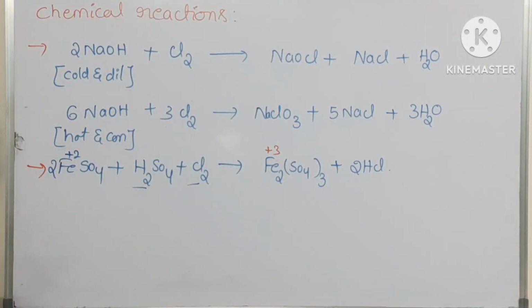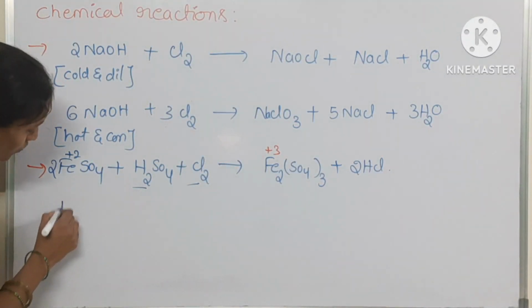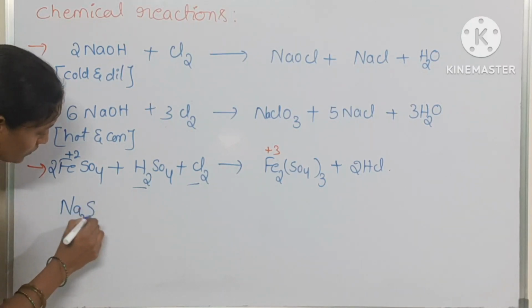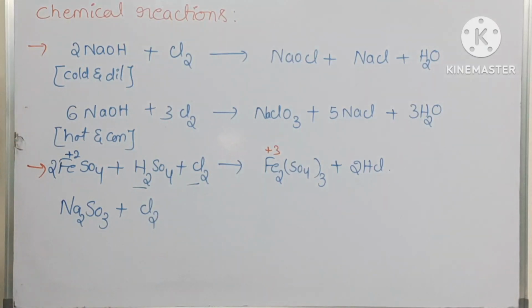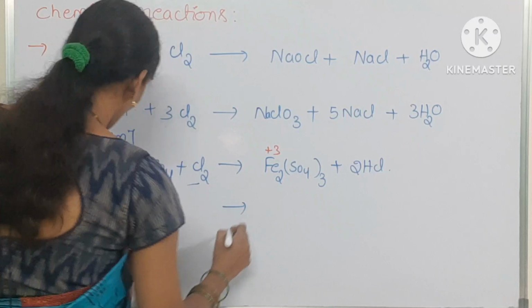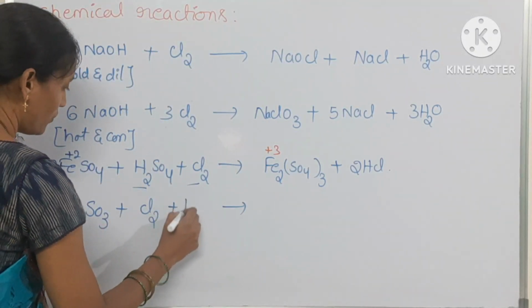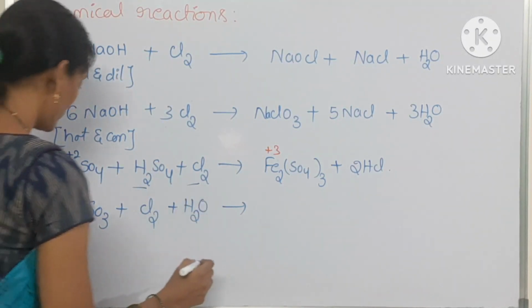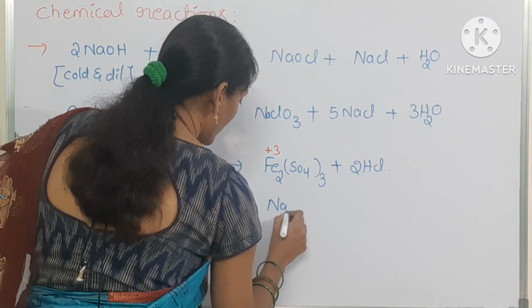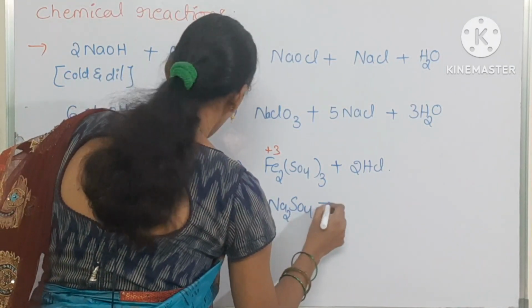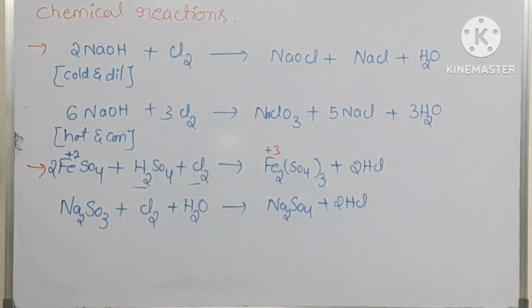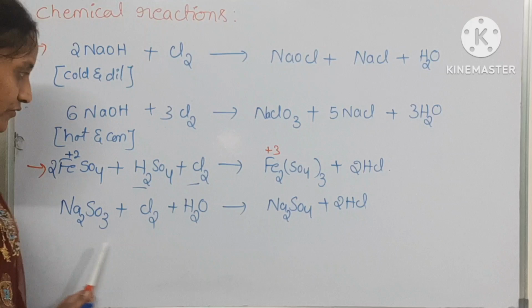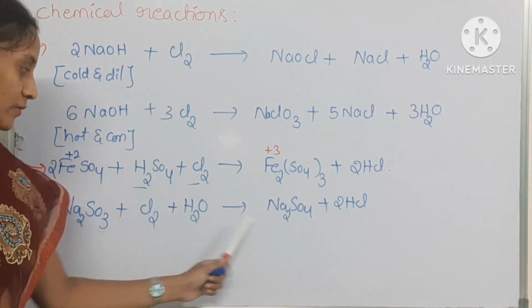Then another reaction is sodium sulfite, Na2SO3 reacts with chlorine, Cl2, in presence of water also. So you will get Na2SO4 plus 2 moles of hydrochloric acid. This is sodium sulfite and this one is the sodium sulfate.